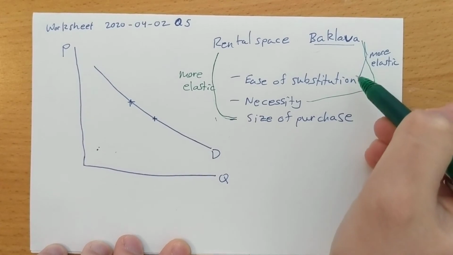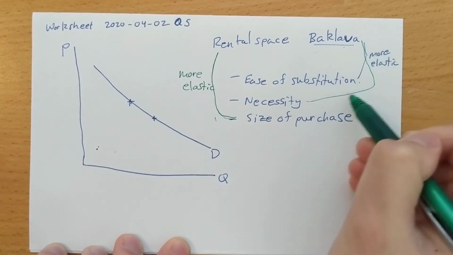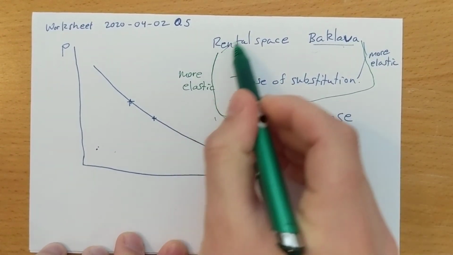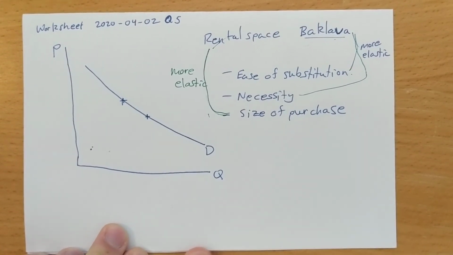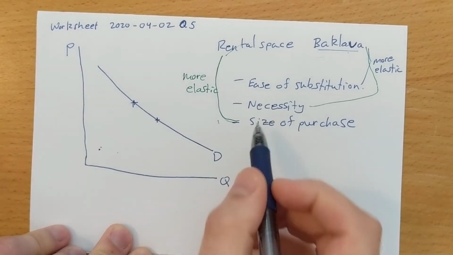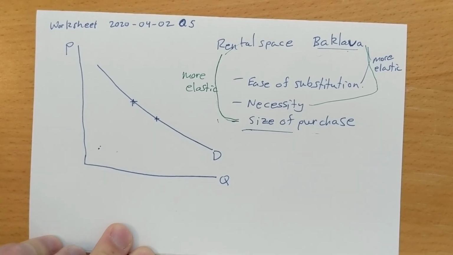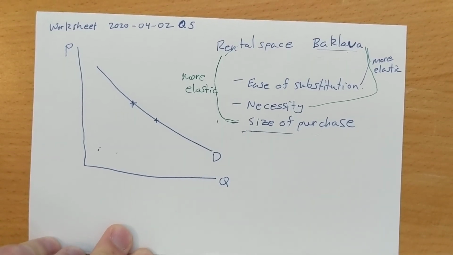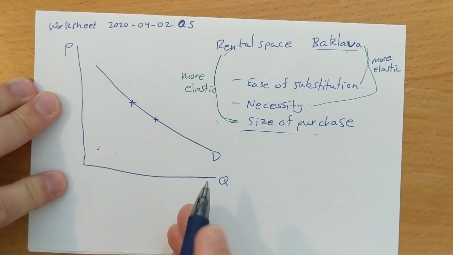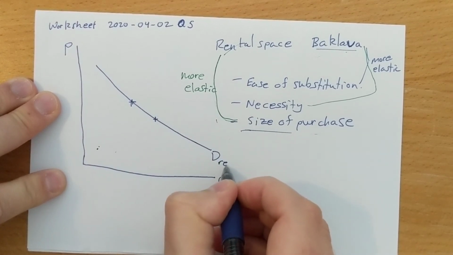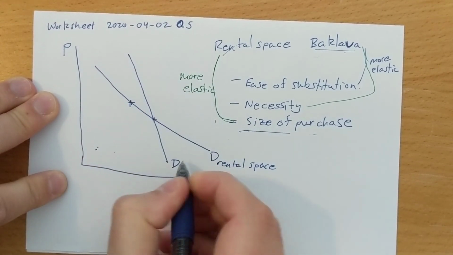Okay, so we have two effects here, these are essentially the same effect. One effect that's making baklava more elastic, and one effect that's making the rental space more elastic. Okay, so we don't really know which effect is going to be more important, but we can say, well, if this size of purchase effect is more important, then we'd say that the economists would say the income effect from this is very important. Then that will make the rental space demand more elastic, so flatter. So that would make this one the rental space, and this one the demand for baklava.